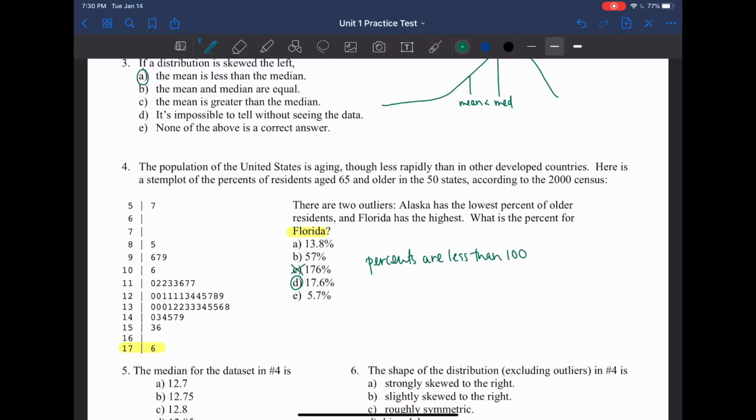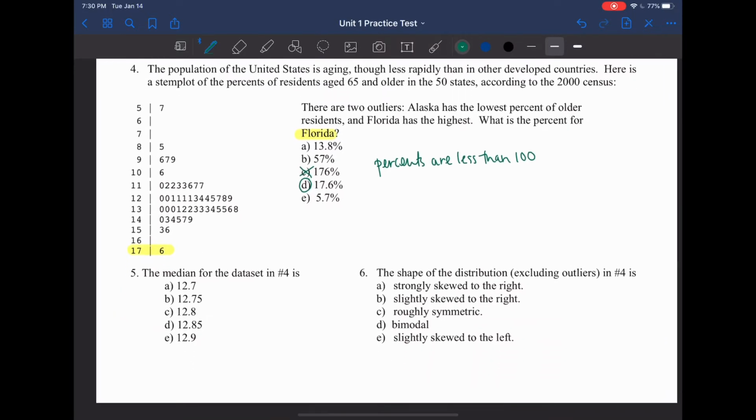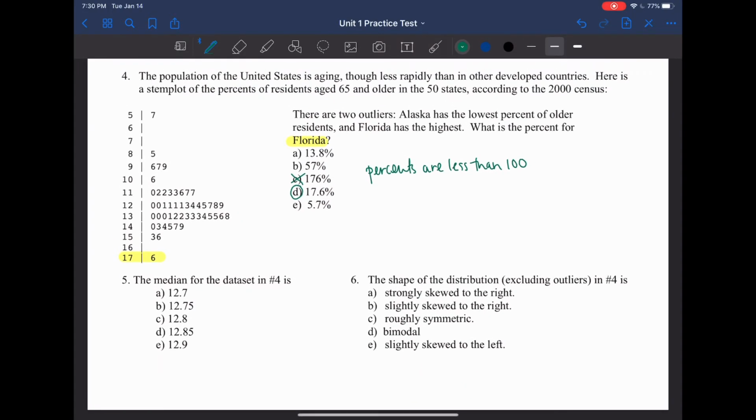All right, so now let's take a look at number 5. So number 5, it's asking us to find the median in the data set. To find the median of a stem plot, we first need to find the middle position. And since there are 50 states, we do 50 divided by 2, which is 25, which means the median is going to be the average of the 25th and 26th state.